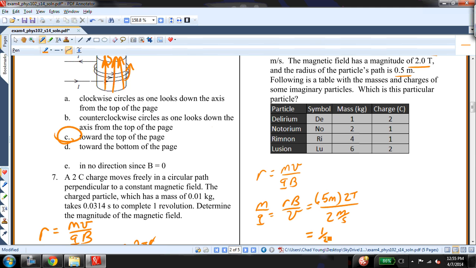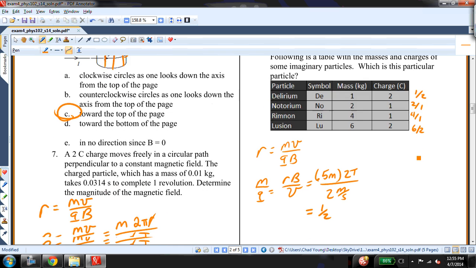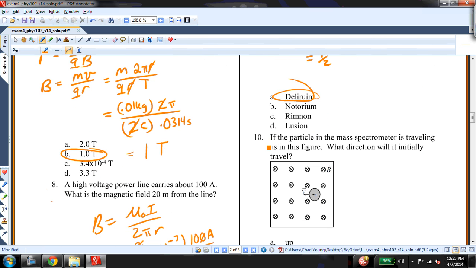And now I want to find out what the mass to charge ratios are. Well, here my mass to charge ratio is 1 to 2. Here it's 2 to 1, 4 to 1, and 6 to 2, or 3 to 1. So deuterium is the right answer. That's A for number 9.